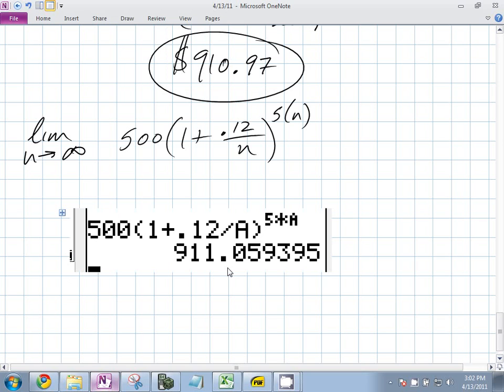Yes, you'll have to put a parenthesis around the 5 times A. If you don't put a parenthesis around that, it's going to multiply the whole thing by a 9-digit number. See if you can get that number that's up there. See if you can duplicate it. It's not much more money, but it is more money. So the question is, what's the most?